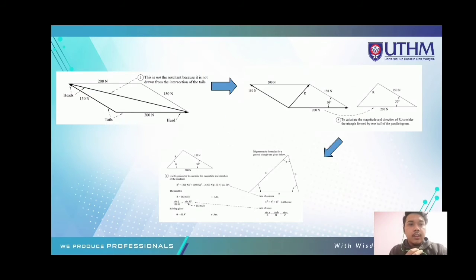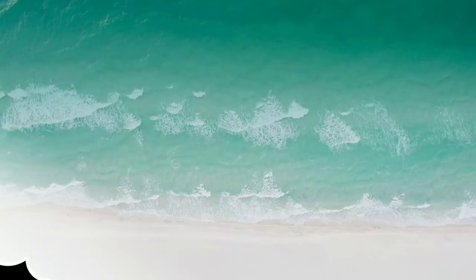After we find the resultant forces and we have the angle that we need, then we can use the cosine rule to find the resultant force, and we can use the sine rule to find the angle of the resultant force. So that's all for the calculation.